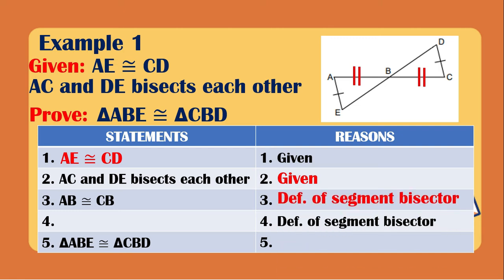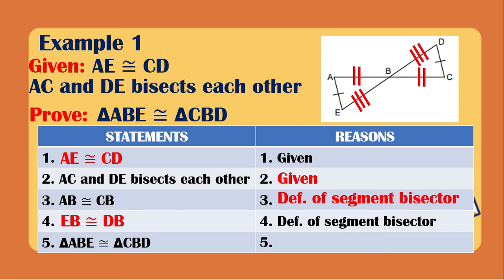And then for the fourth statement, we have another side which is bisected by side AC, that is DE. So what are the two congruent segments for side DE? We have EB is congruent to DB. So these are the congruent sides. And then our reason is also definition of segment bisector.